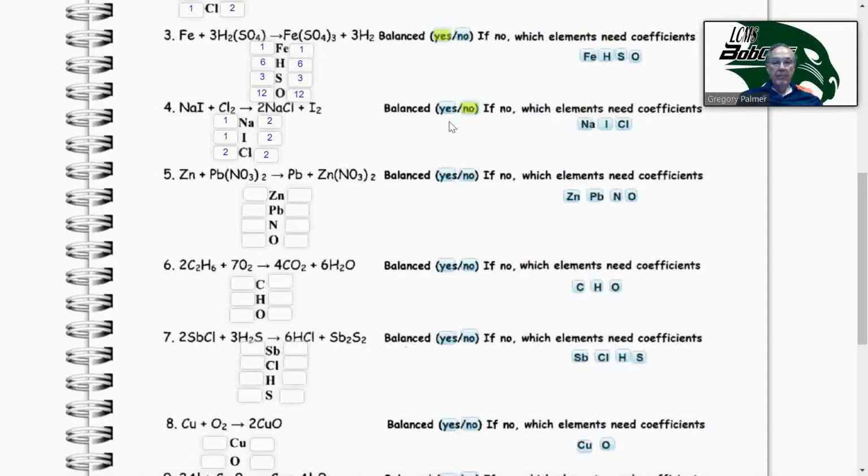And what's the problem? Okay, which elements need coefficients? Well, the sodium and the iodine need coefficients because they're the ones that are the problem.